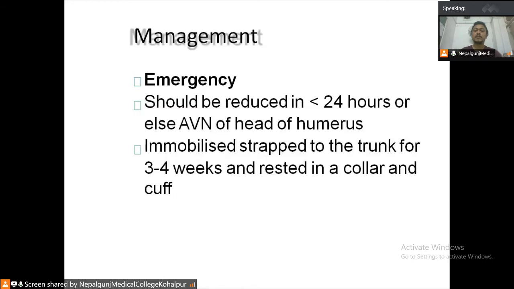Coming to the management, it's an orthopedic emergency. It should be reduced within 24 hours, or else there is a high chance of AVN of the head of the humerus. It is immobilized and strapped to the trunk for 3 to 4 weeks and rested in a collar and cuff. But recent literature says the immobilization should be kept minimal, usually 2 weeks or so, not more than 2 weeks.